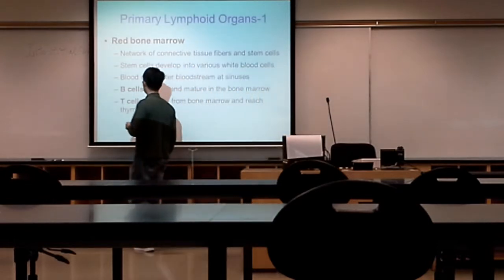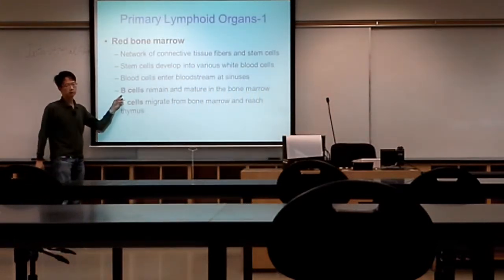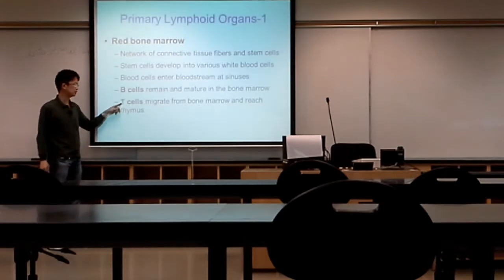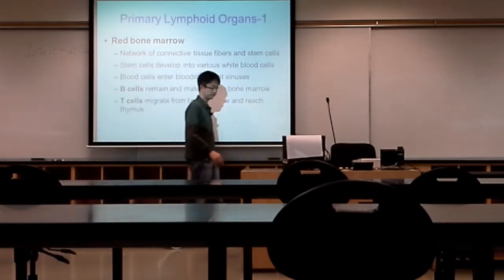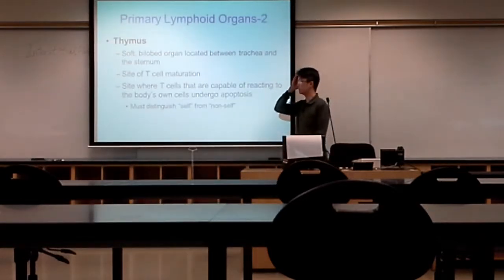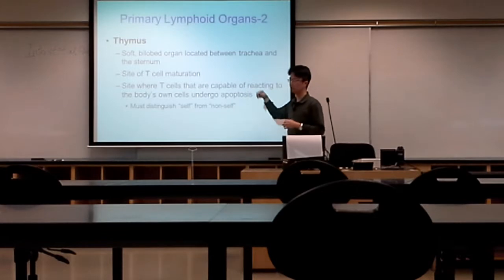So you can remember this. B stands for bone marrow because B cells are made and mature in bone marrow. T, you may call it thymus, because T cells are made in bone marrow, but they mature in thymus. So T goes with T. Thymus is another primary lymphoid organ. It is in between the trachea and sternum. The sternum is basically your chest bone or your breastbone here. And it is where the T cells mature.